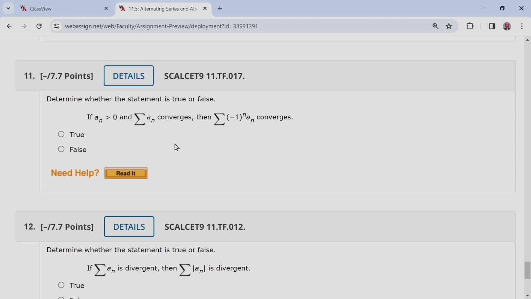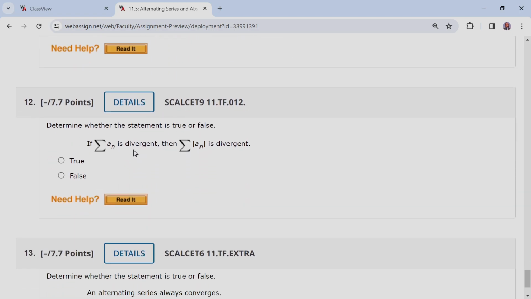Right, if we converge as positive terms, then we necessarily converge as alternating terms. It is always easier for the alternating series to converge. It is harder for the positive series to converge. So if the positive series converges, then the alternating series must. It's that simple. Right, if the original series is divergent, then the absolute series is divergent.